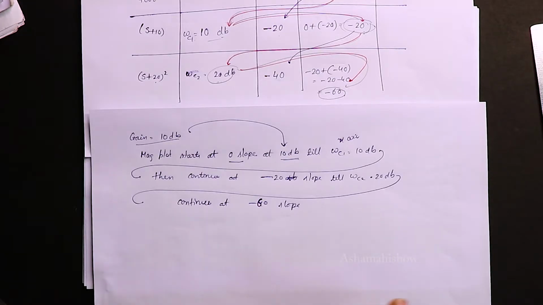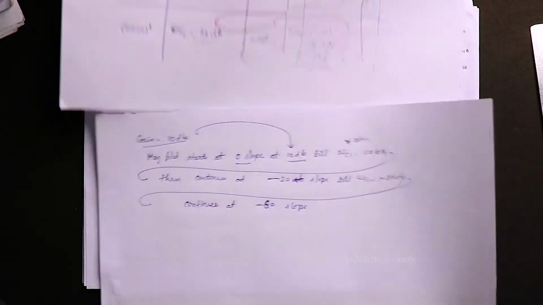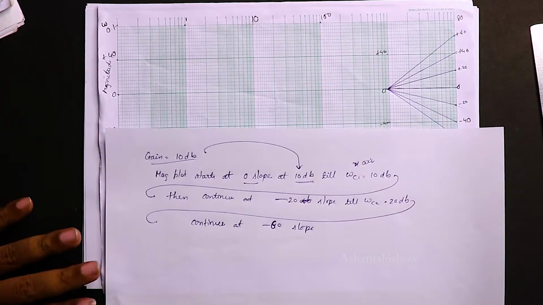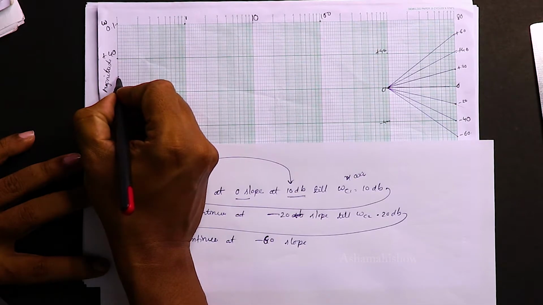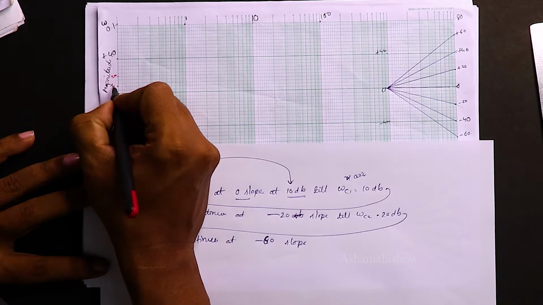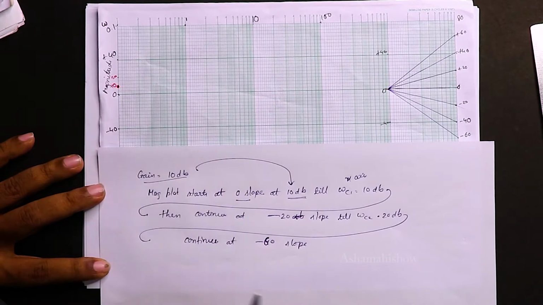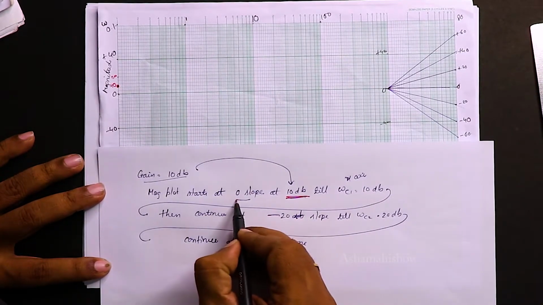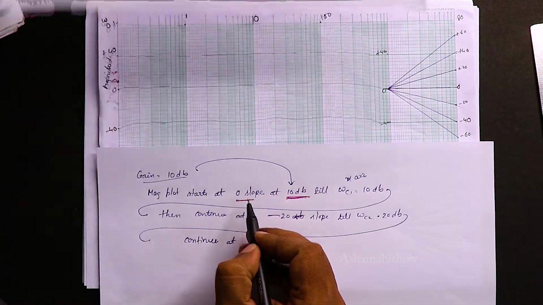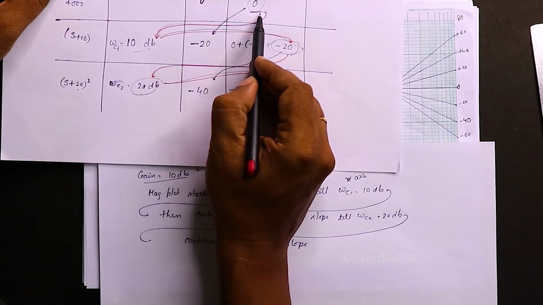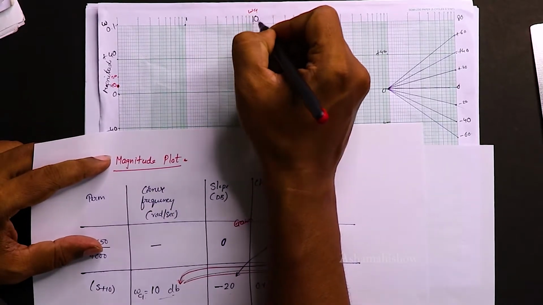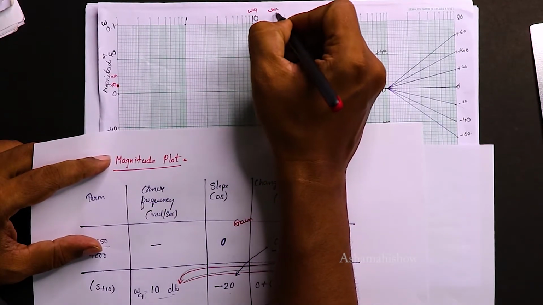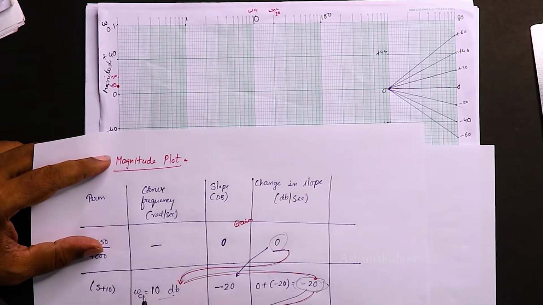Okay, I'll explain very clearly. Now I have to take your gain. So 10 dB, right? Initially, like if this is 20, this is 10. So this is my first point. Your gain is 10 dB and the initial slope is 0. Till how much? Your omega C1 is 10 dB. Where is your omega C1? This is your omega C1 at 10 dB. This is your omega C2 at 20 dB. So till 10 dB your slope is 0.